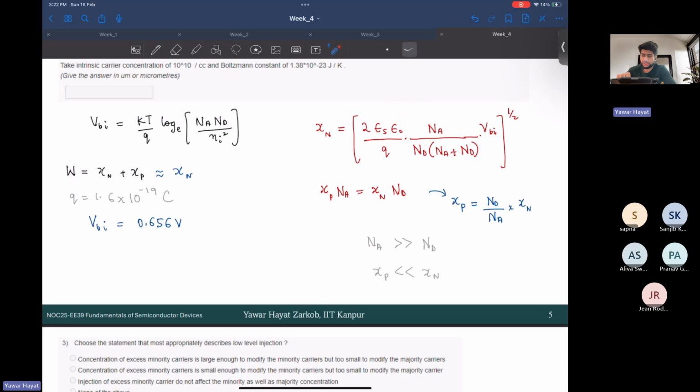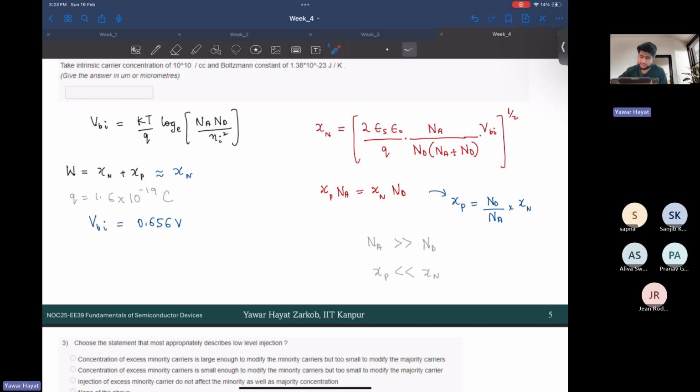These values you know, right? For this epsilon s, this would be the dielectric constant of silicon, which you can take as 11.7. And for epsilon naught, this is the permittivity of free space. You can take this as 8.85 into 10 to the power minus 12 farad per meter. Keep it in SI and then we'll see.